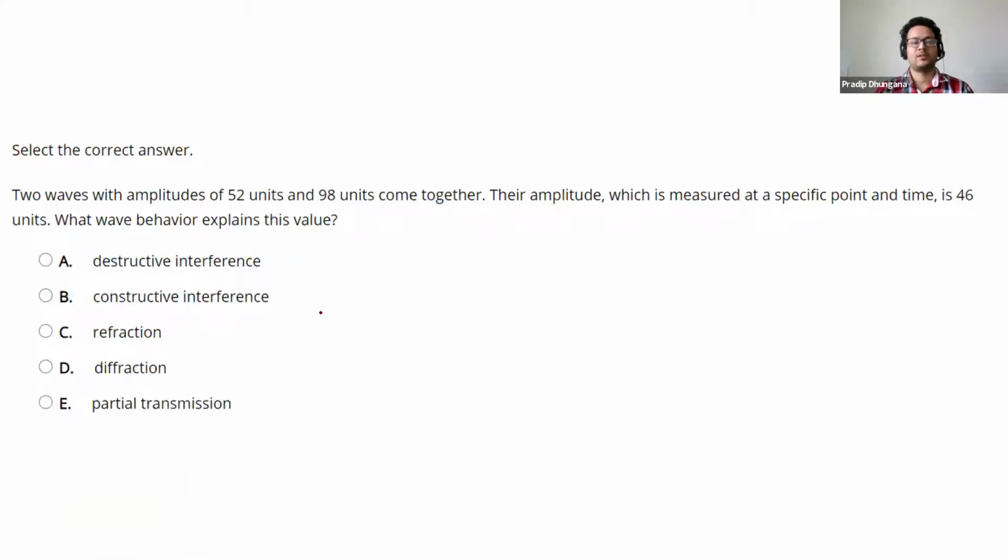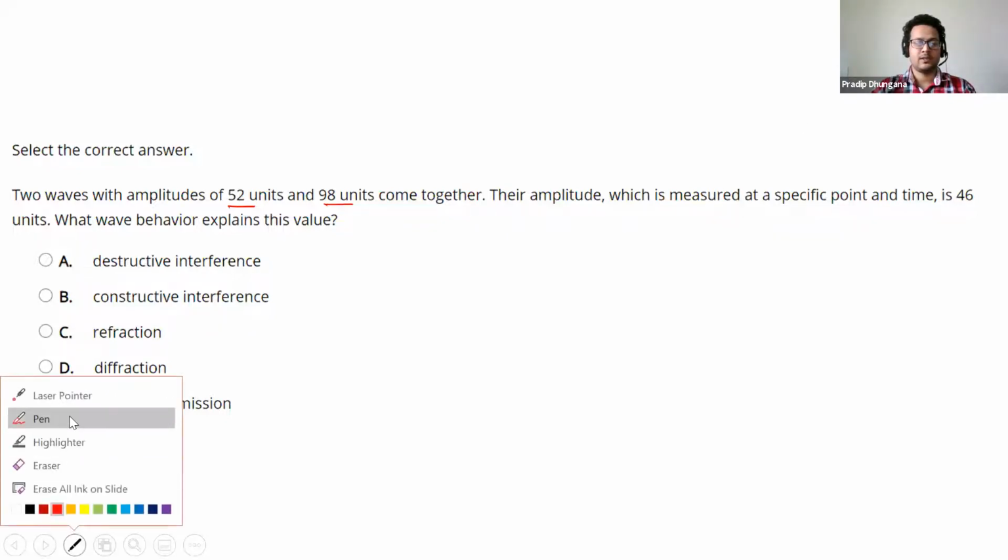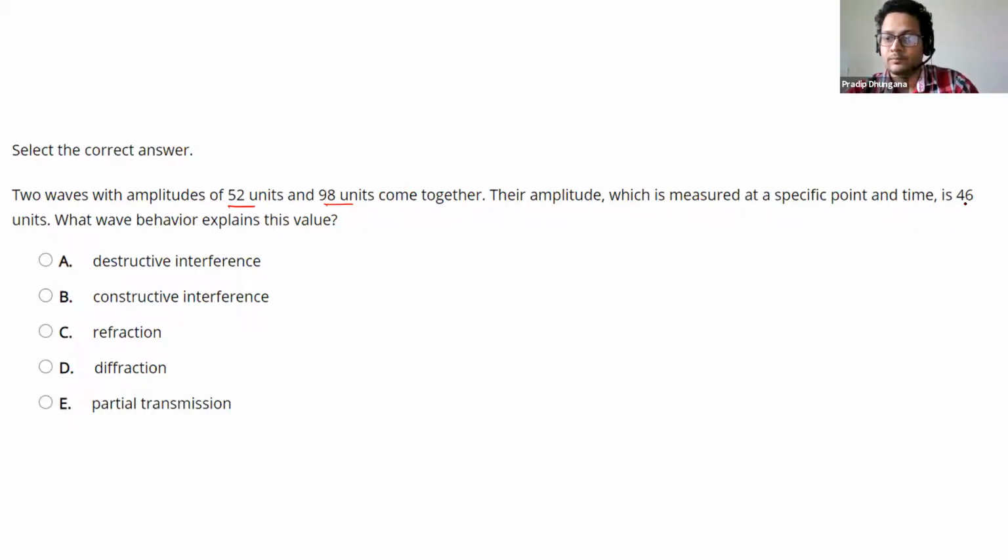This question is about interference. Let me explain the question first, and then you can answer it through the poll. Two waves with amplitudes 52 and 98 units come together, and their amplitude when measured at a specific point and time is 46 units. That means their resultant amplitude is less than their individual amplitudes. What wave behavior explains this value? Take your time and answer this question. I already got one correct answer. I encourage all of you to answer it.